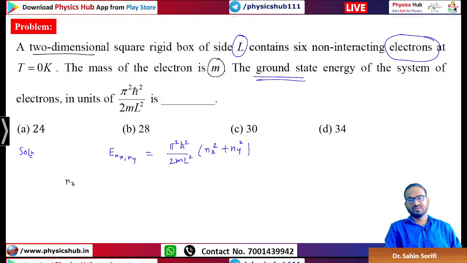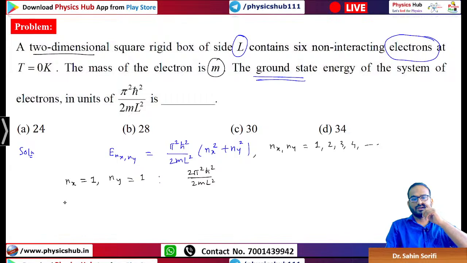Look, the values of nx, ny can run 1, 2, 3, 4 and so on, right? So when you choose nx equals 1, ny equals 1, with 2 electrons in each level, yes, then you get the energy pi square h cut square by 2 m L square times 1 plus 1, which is 2.